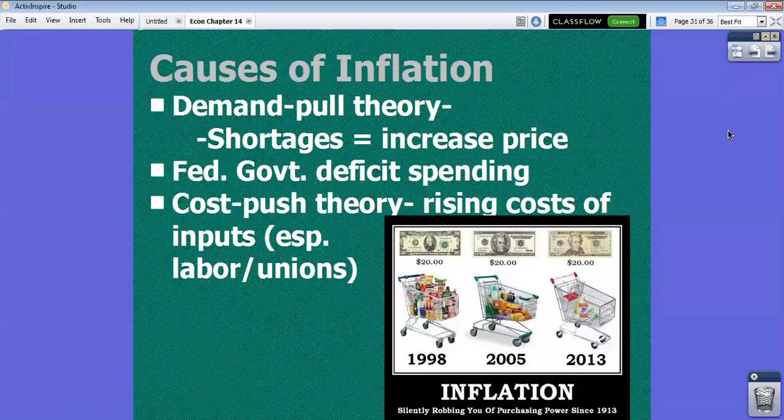Let's look at the causes of inflation. These aren't all of them, but it gives you a good sampling. The first cause is demand pull theory. Demand, if you remember this from chapter 4, is caused by the consumer. Demand is from the consumer's point of view. We have demand pull theory when demand becomes so excessive that it creates a shortage for a particular good and the price starts to go up.